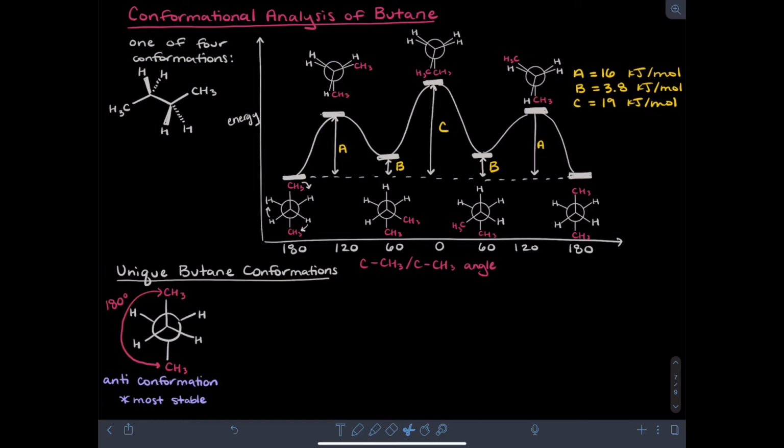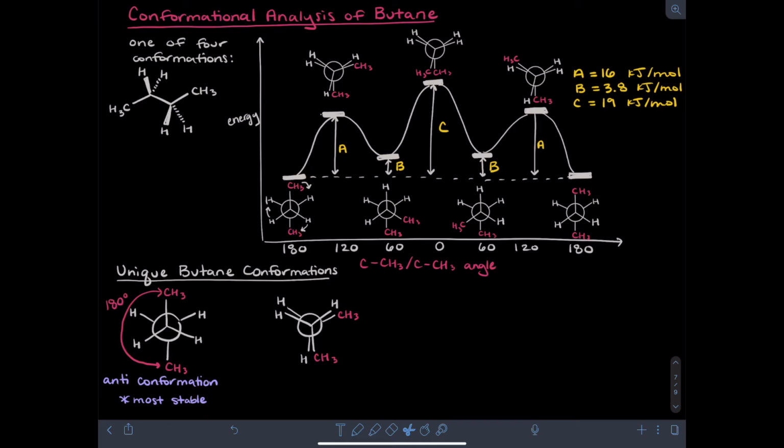One of these puts the 2 methyl groups in the Newman projection 180 degrees apart from each other. This is known as the anti-conformation, and it's the most stable conformation of the whole diagram.